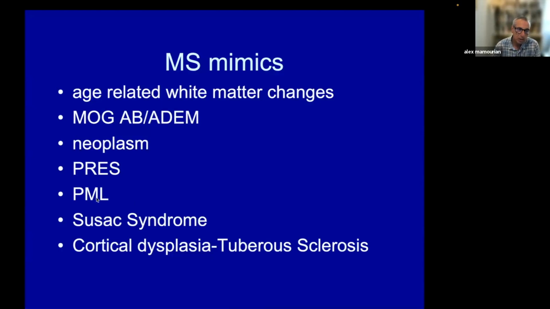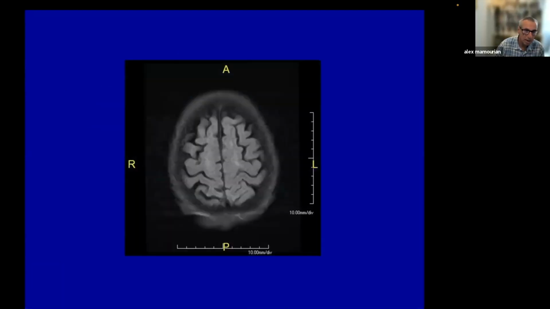PML, these are usually patients who are immune compromised. PRES, these are patients who are receiving medications like cyclosporine or other medications which can lead to elevated blood pressures. The MOG antibody cases can often be separated out with laboratory testing of CSF. So again, there are multiple features here that will allow you to make these distinctions, but I want you to be aware of this range of appearances so that we don't report these other diseases as possible MS.